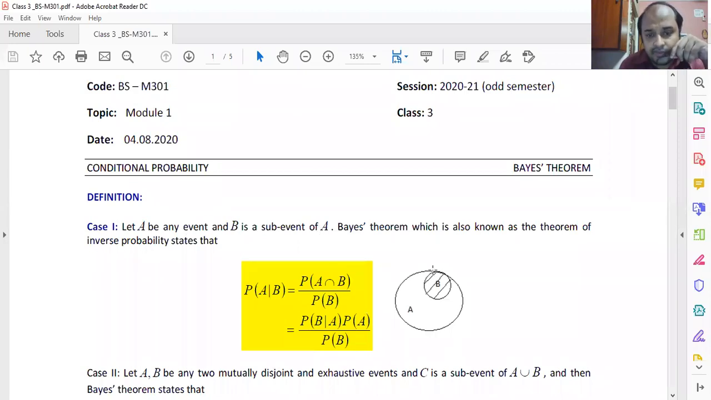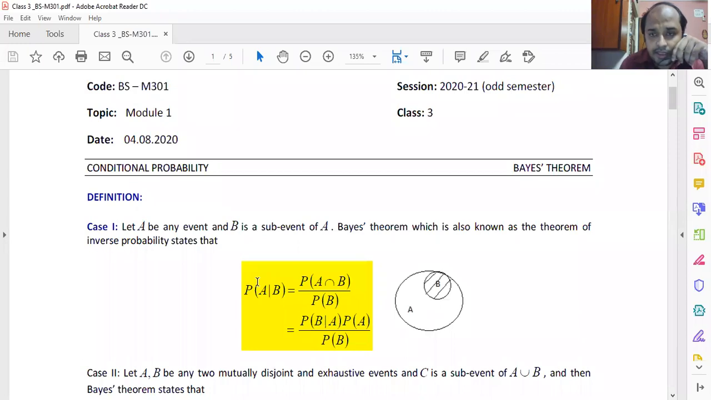Okay, now with respect to this diagram, if I say that capital A be any event and capital B be any sub-event of A, then Bayes theorem states that the probability of the event A, given that the event B has already happened, is nothing but probability of B given that A has happened, into probability of A, by probability of B.